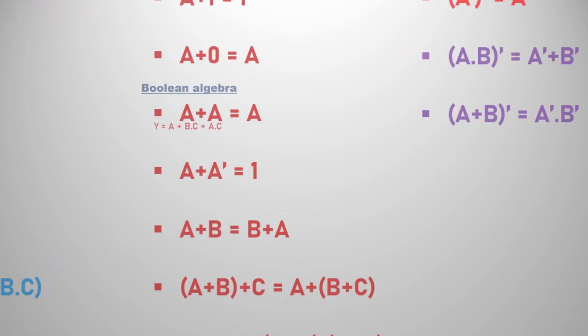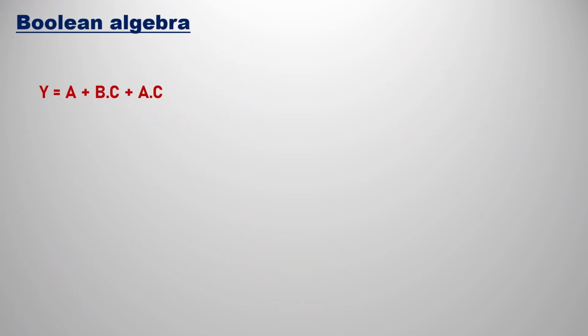So let's start. Before learning about Boolean algebra functions or the simple formulas, we need to know what the use of Boolean algebra is, or where we have to use it. We use Boolean algebra in the minimization of Boolean expressions. For example, take this as an example: y equals a plus b dot c plus a. This is known as a Boolean expression, and we are going to minimize it.